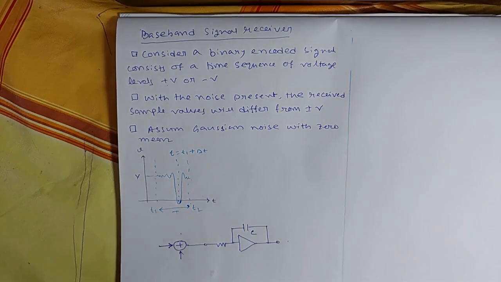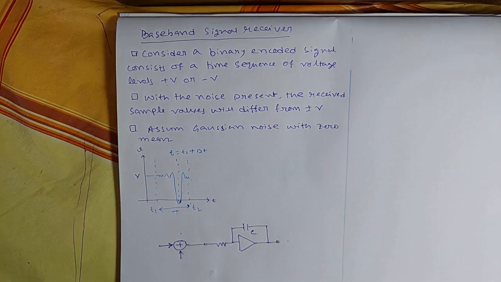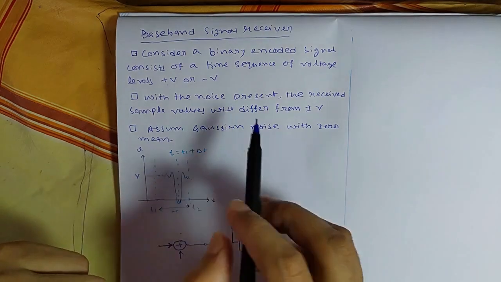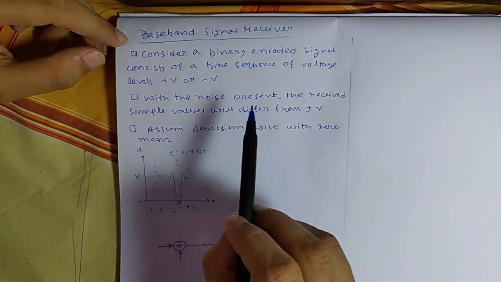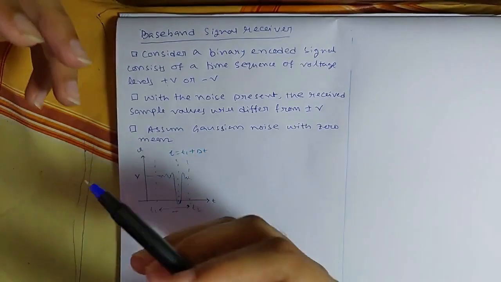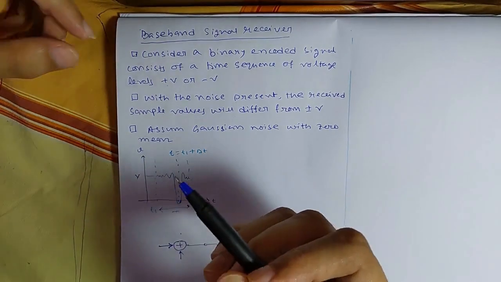...is a binary signal, and it is represented by plus V or minus V. Now in the channel there will be the presence of noise, and it will be added to the transmitted signal, that is plus V or minus V. So the received signal, after addition of the noise, will differ from plus or minus V.